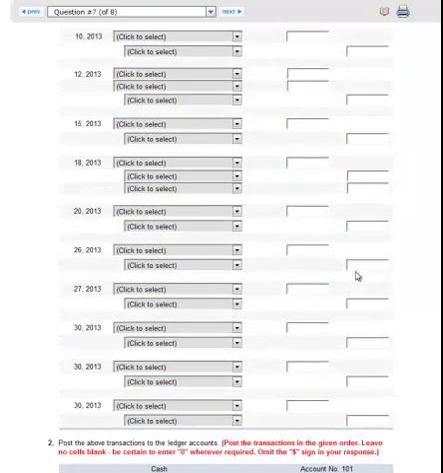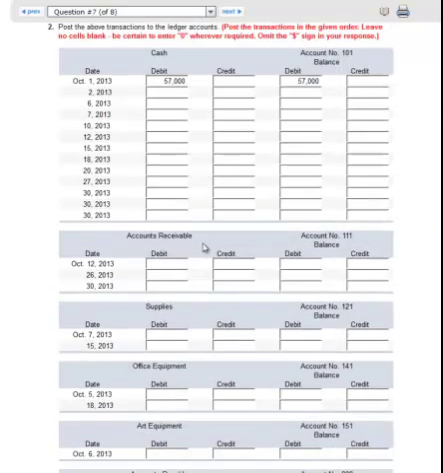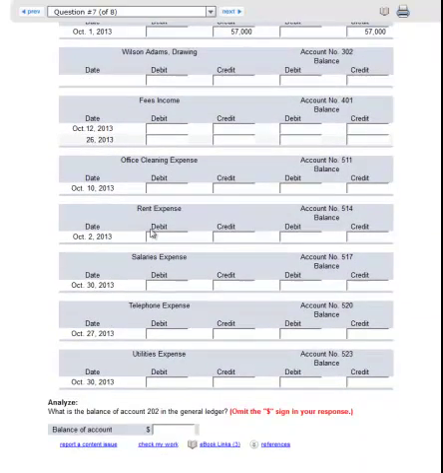Next, I'm going to debit rent expense for $2,850. So I go down to the rent expense account. I'm debiting rent expense for $2,850, and I'm bringing my balance over for $2,850.